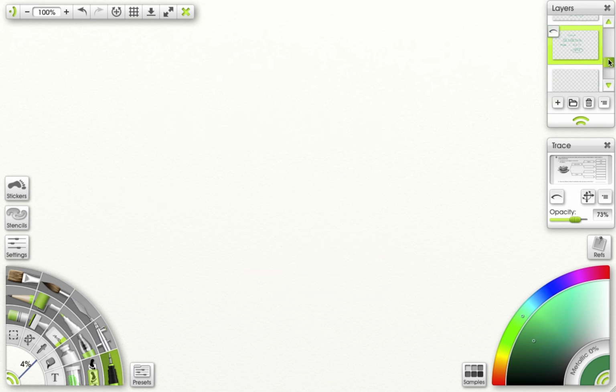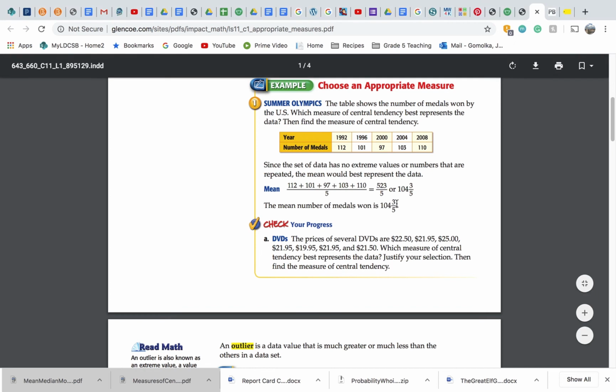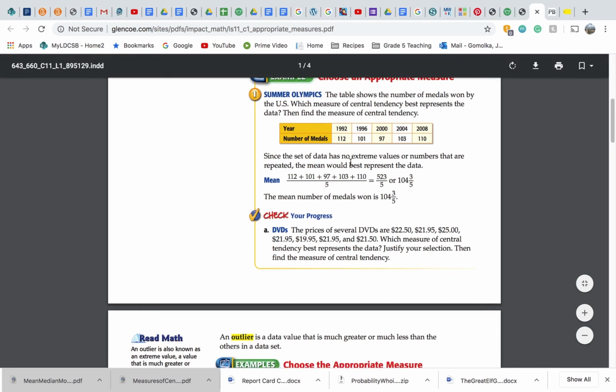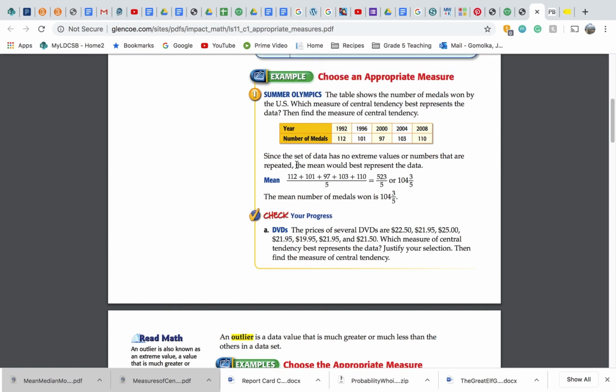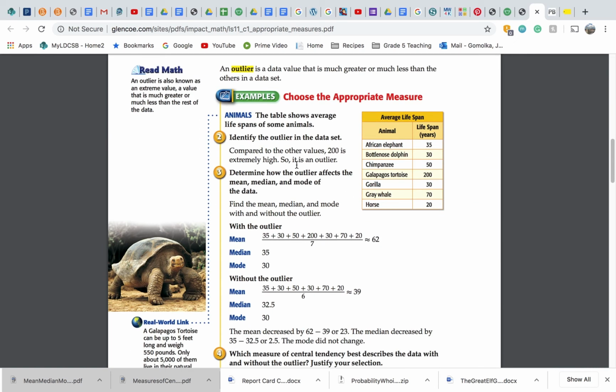Some other examples I'm going to show you on another page. So here is the set of data I just used. It says to use mean because the data has no extreme values and no numbers that are repeated. So it means mean would be best. What about if you have a set of data like this? I have 35, 30, 50, 200, 30, 70, and 20. In this case, we have a huge outlier.